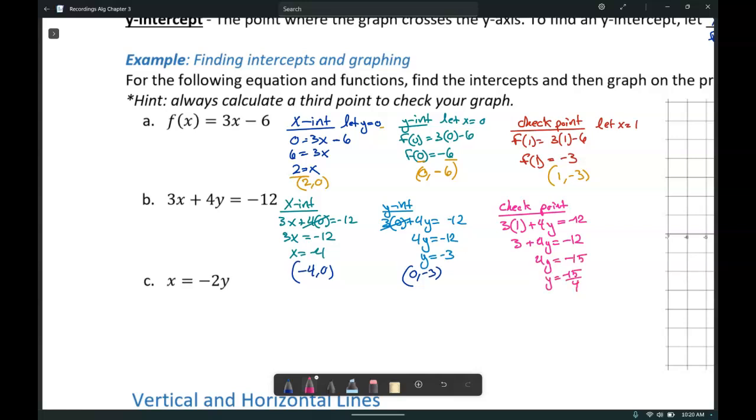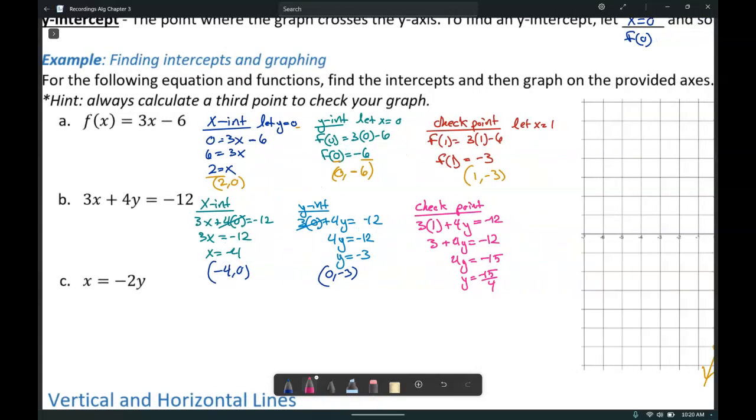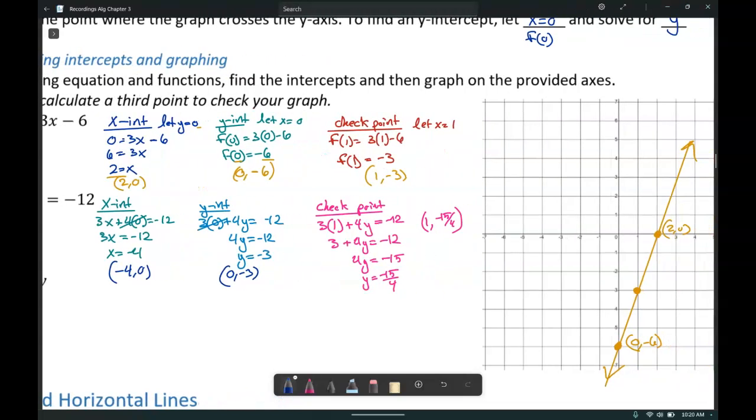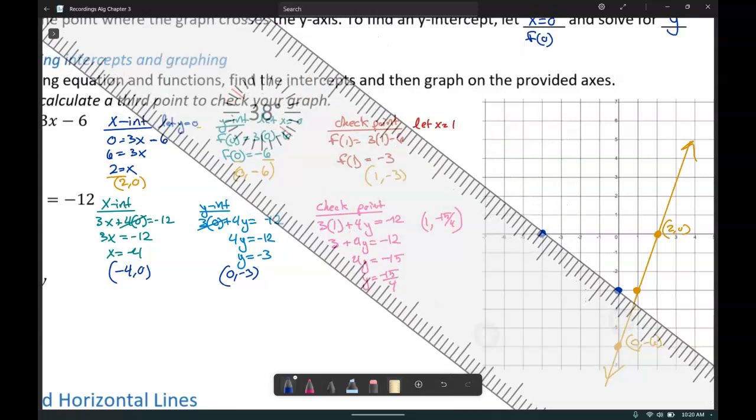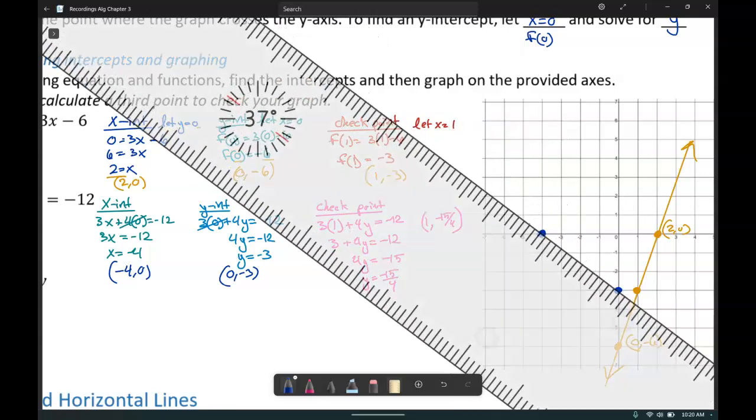So we don't get a whole number, but we can make sure that it's still close to our answer. So we have 1 and negative 15/4, which is approximately negative 3 1/4. So we can make sure that that falls where we expect it to. So we'll go ahead and graph our intercepts, negative 4, 0, and 0, negative 3. And if we connect those, we'll see if our checkpoint makes sense.